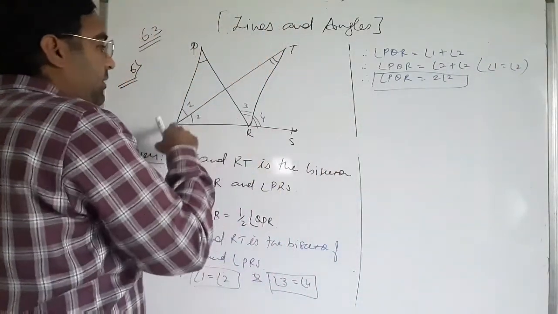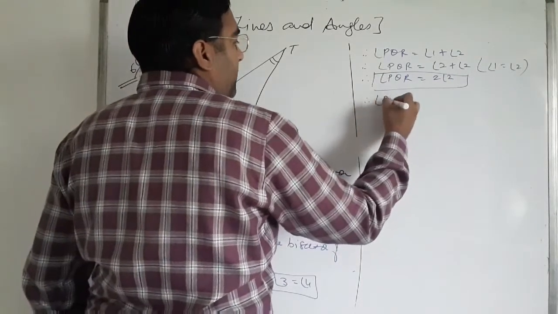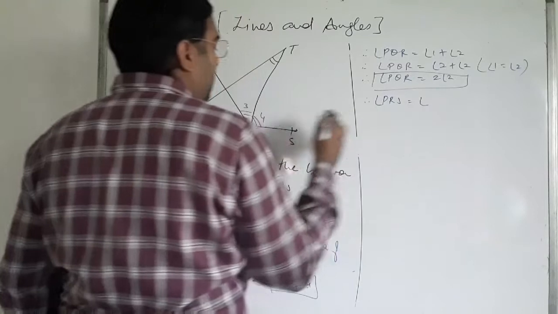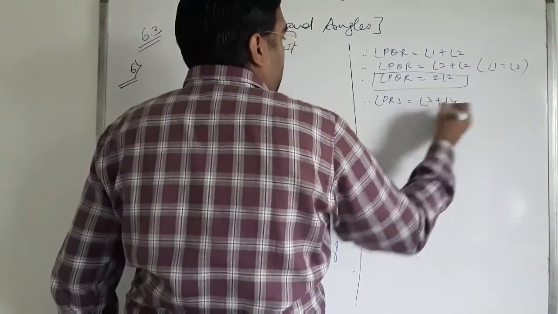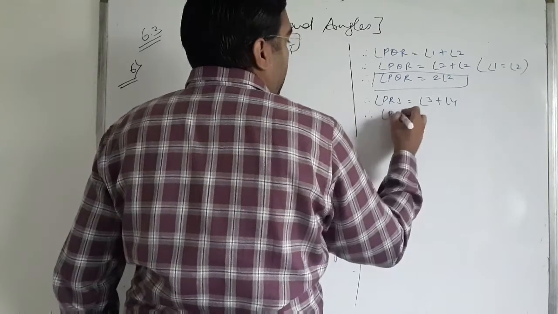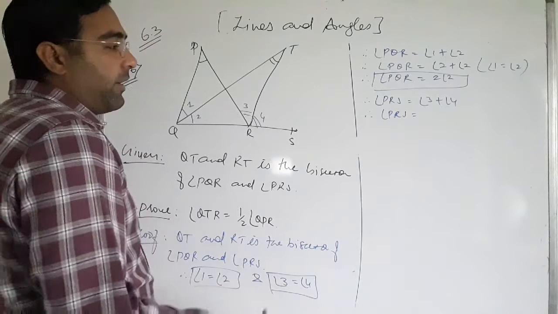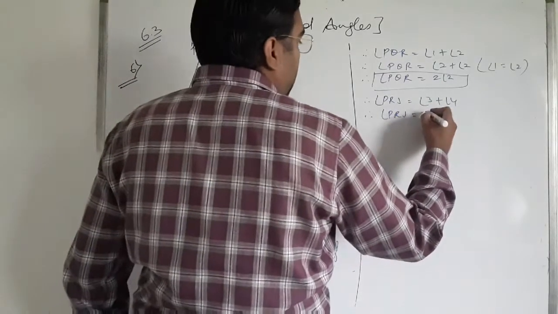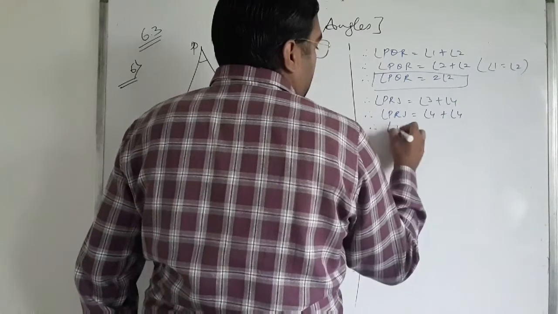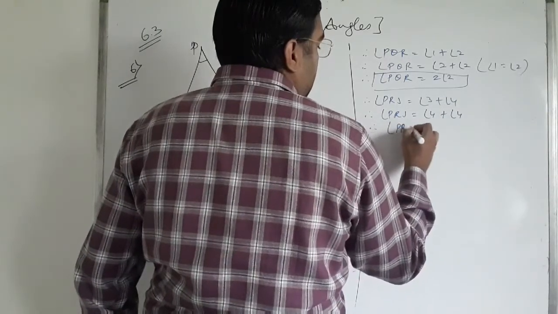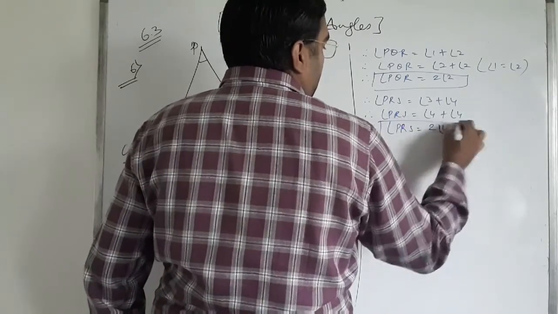Now PRS is also equal to angle 3 plus angle 4. Angle 3 and angle 4 are equal, therefore I'll write angle 4 plus angle 4. Therefore angle PRS is equal to 2 times angle 4.